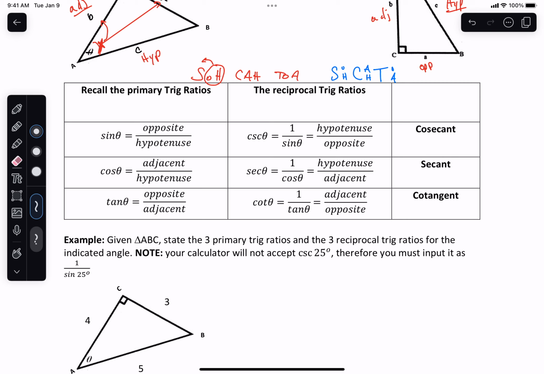Now, if I ask you the question of what does the reciprocal mean to you, what does it mean to you? We've dealt with it a number of times in this course already.